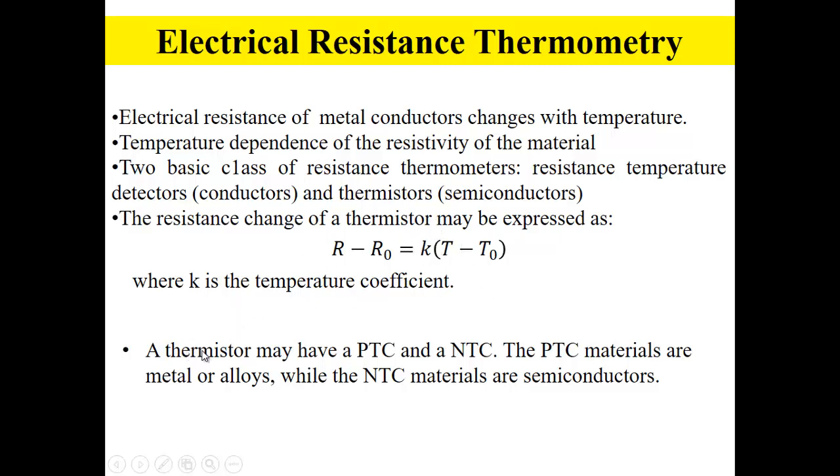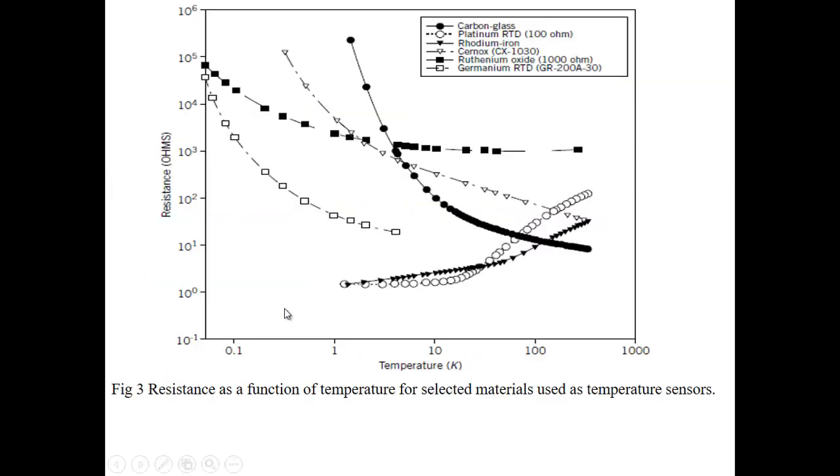A thermistor can be divided into two types, which is either PTC or NTC. What is PTC or what is NTC? PTC is a material of metal and alloy. However, NTC is a material of semiconductor. The further difference of two different types of thermistor here will be discussed later in the next section. Okay. So from this graph, figure 3, resistance as a function of temperature for selected materials used as a temperature sensor. So you can see from here, different materials will produce a different resistance with respect to the temperature changes. So if you want to design your thermistor, you need to make sure your materials selection is good in order to get the good resistance for your application lah.